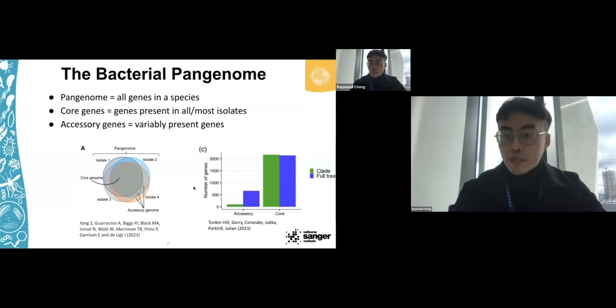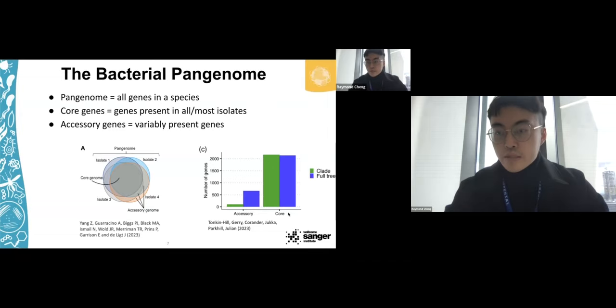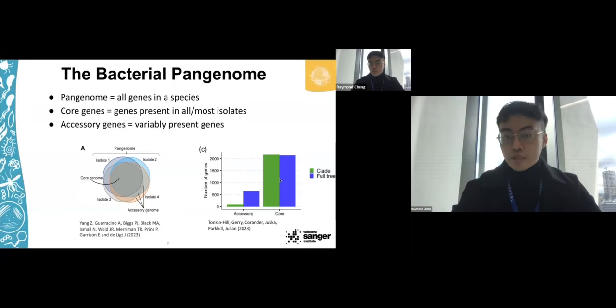We can also look at it another way. We can look into a specific clade in one species and also the full species tree. When we look at the core genes, you will see the number of core genes doesn't change a lot whether we look at a specific clade or the full species tree. But for the accessory genes, in a specific clade there are just a few genes, but when we look into the full species tree, it changes a lot. The number of accessory genes increases a lot.